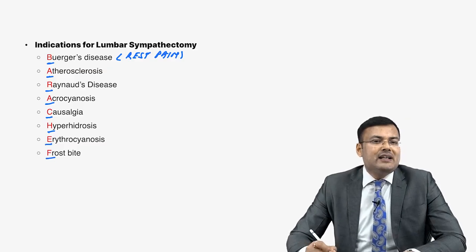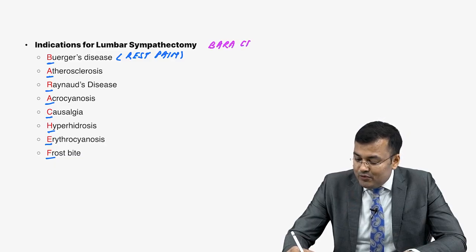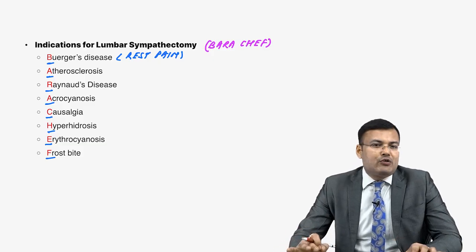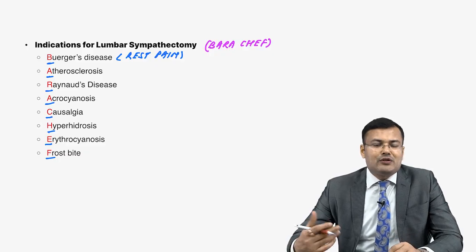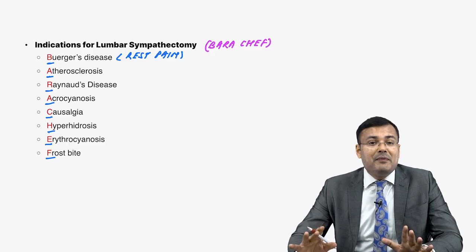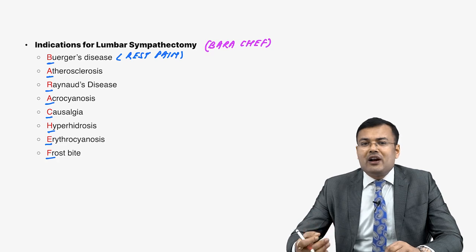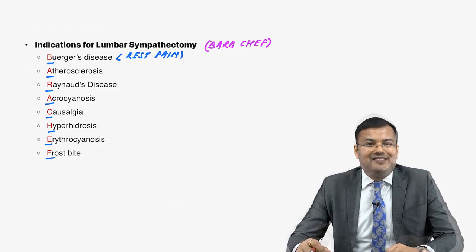So how to remember, guys? The mnemonic is BARACHEF. Buerger's, atherosclerosis, Raynaud's disease, acrocyanosis. C, causalgia. H, hyperhidrosis. E, erythrocyanosis. F, frostbite. But remember, intermittent claudication is not an indication for lumbar sympathectomy, because the blood supply of muscle is not under sympathetic control. Next is gangrene.